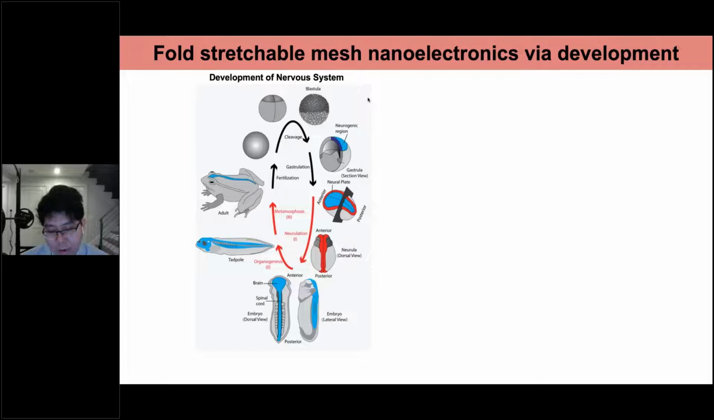So we found that there is a solution actually from biology, especially from developmental biology. You can see that the 3D brain is actually developed from a 2D cell sheet. This cell sheet is generated from the embryonic stage and is called the neural plate. The neural plate will first fold into a neural tube, and this neural tube will ultimately fold into the 3D brain structure.